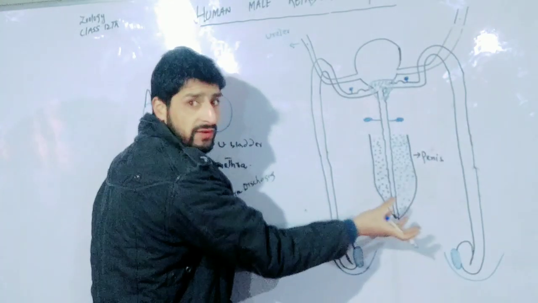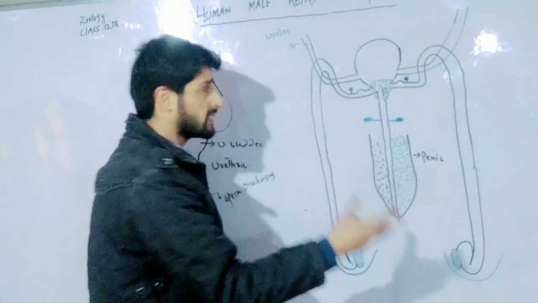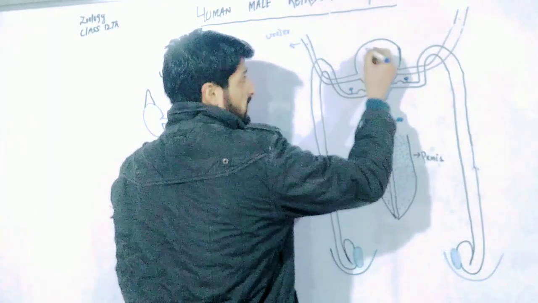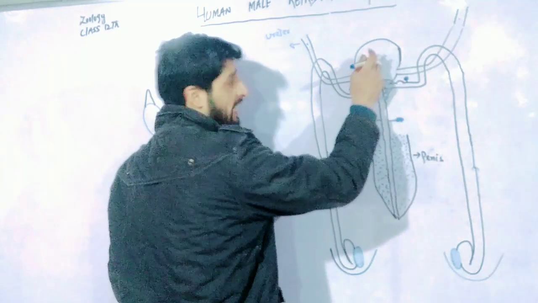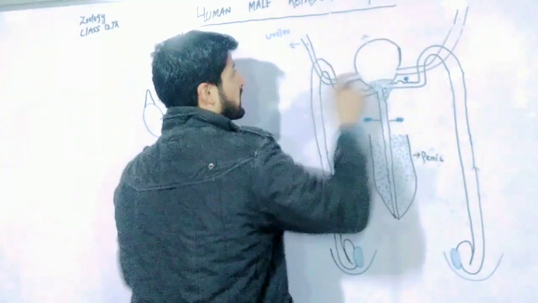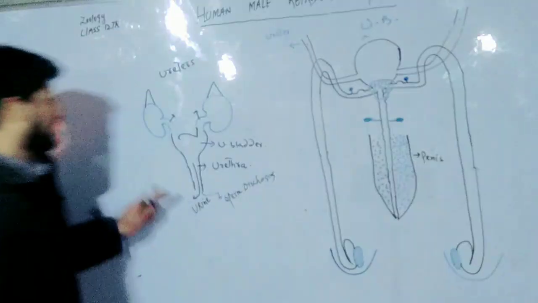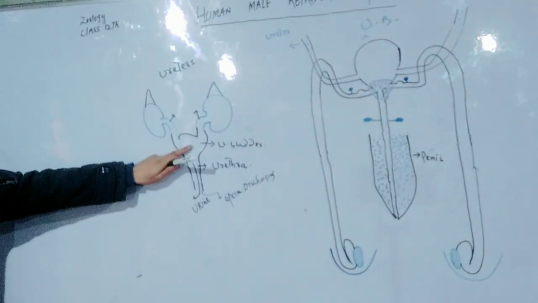This is the diagram for human male reproductive system. This is the easiest diagram. Now, this sac-like structure here is actually the urinary bladder. This urinary bladder. Here, you may see urinary bladder.